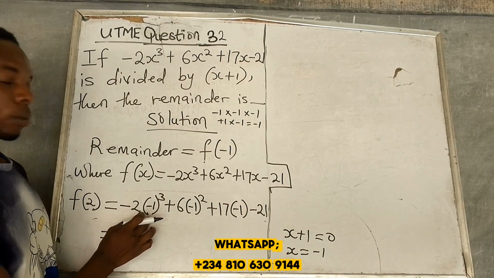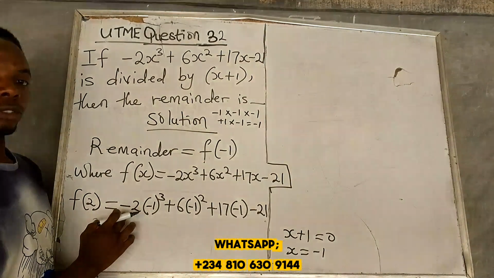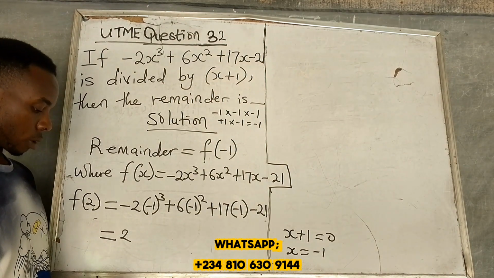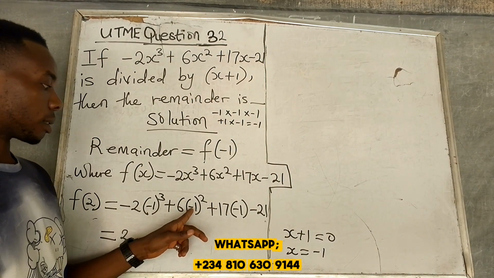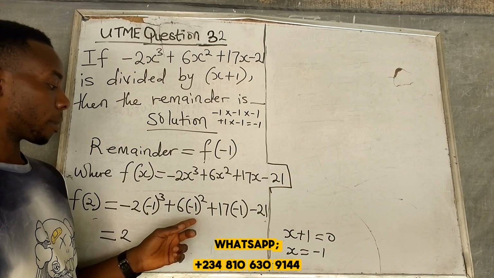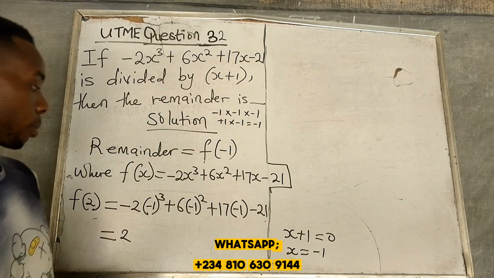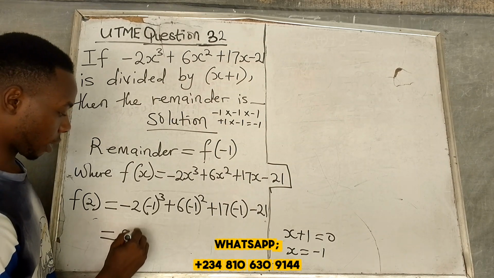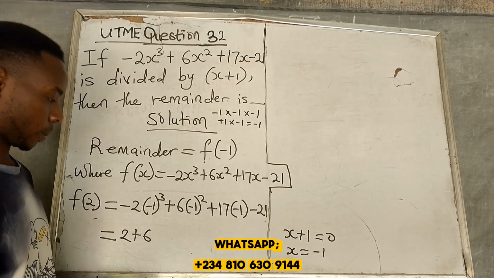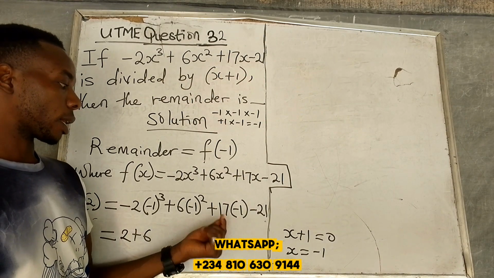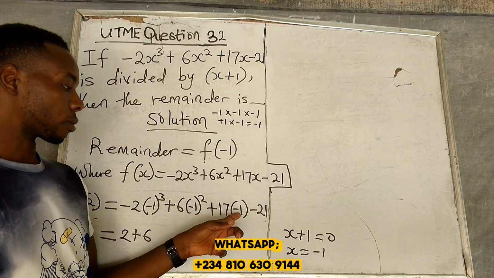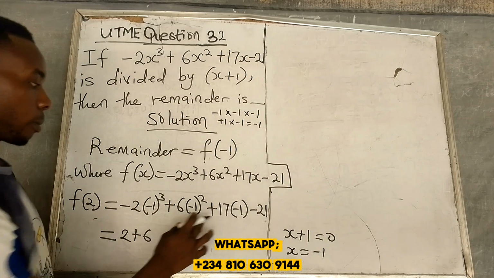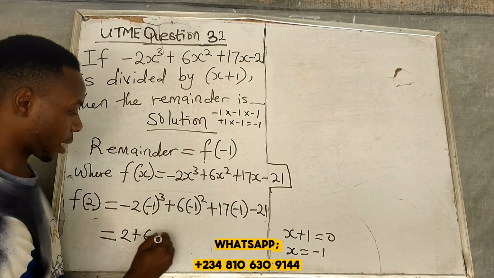Then minus 1 times minus 2 is plus 2, so you write it as 2. Then this is minus 1 squared. Minus 1 squared will give you positive 1, and 1 times 6 is still 6, so you have plus 6. Then minus 1 times 17 is negative 17, because plus times minus is minus. So you have minus 17.